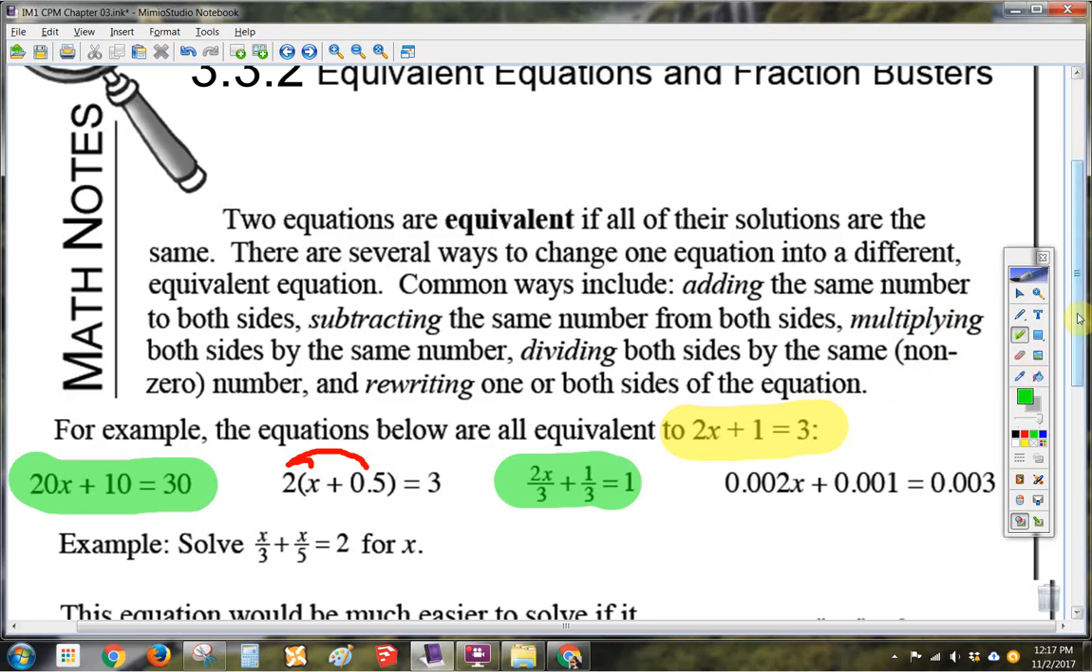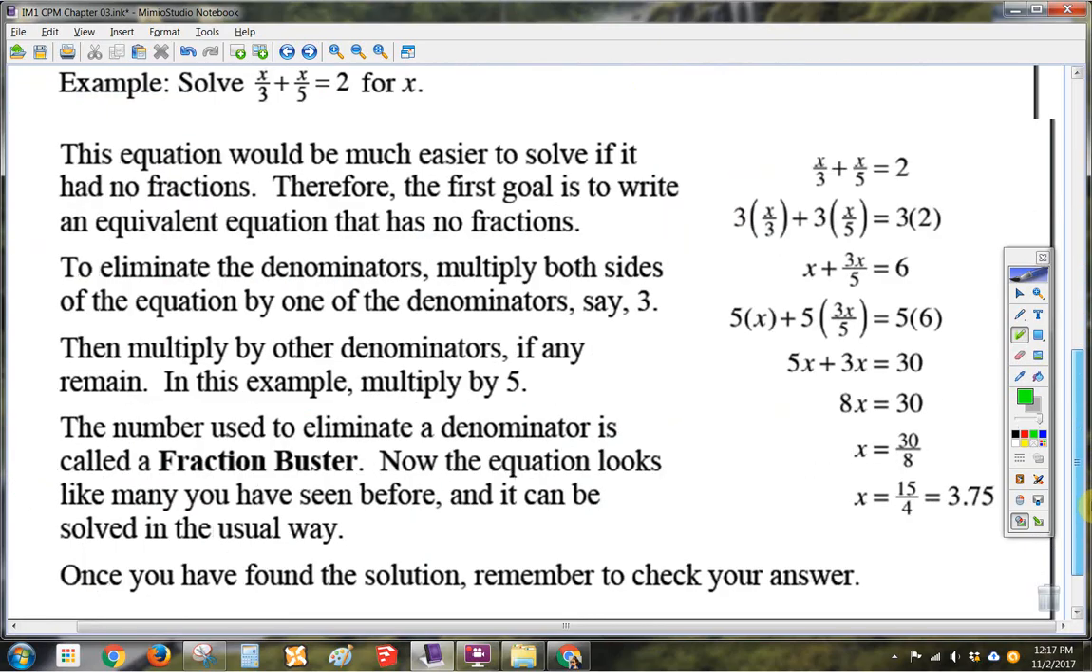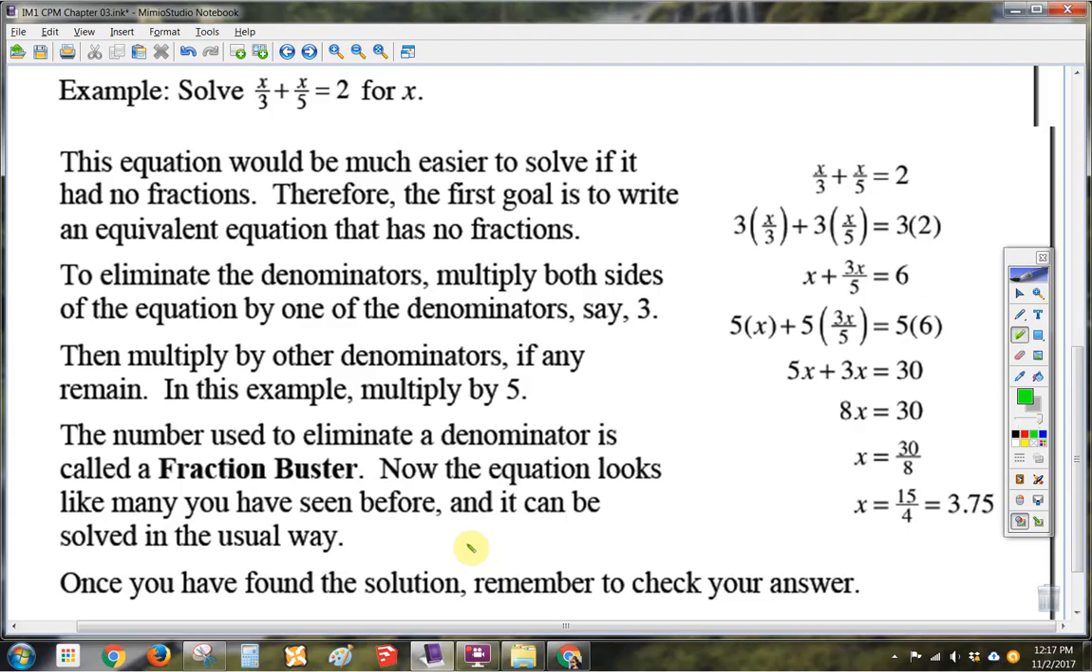So let's look at the example they give us here. We're going to use fraction busting to solve this example. Solve x over 3 plus x over 5 equals 2 for x. So this equation would be much easier to solve if it had no fractions. Therefore, the first goal is to write an equivalent equation that has no fractions. To eliminate the denominators, multiply both sides of the equation by one of the denominators.